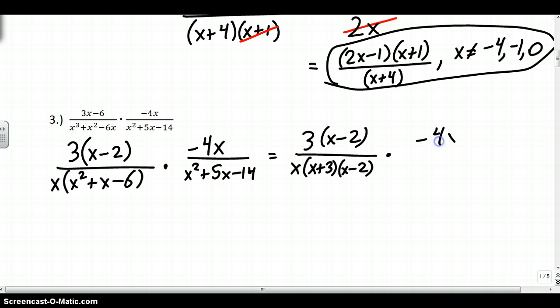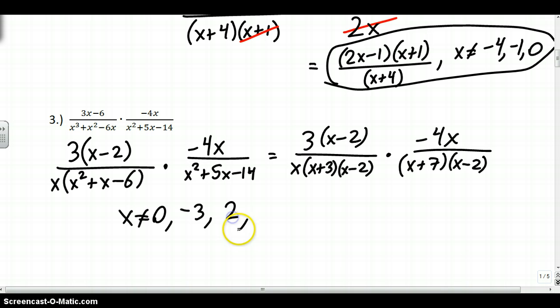Times negative 4x over what multiplies to negative 14 and adds to 5? That would be a 7 and a negative 2. So, once again, what can x not be? Might as well start a list. Can't be 0. Can't be negative 3. It can't be 2. It can't be negative 7. And it also can't be 2.